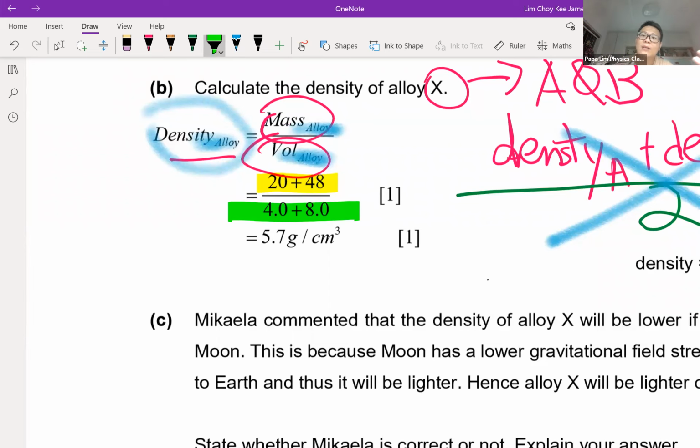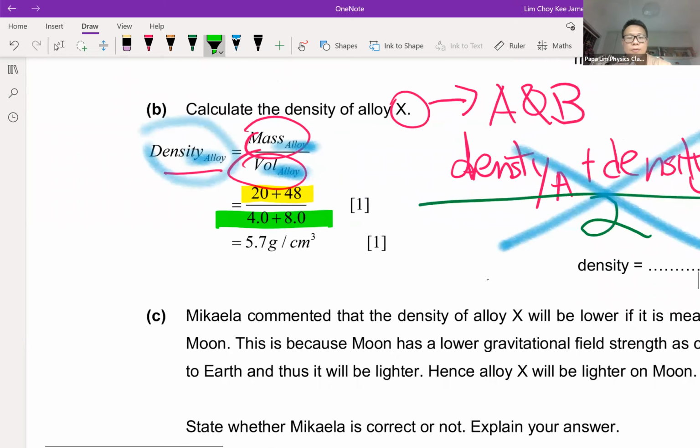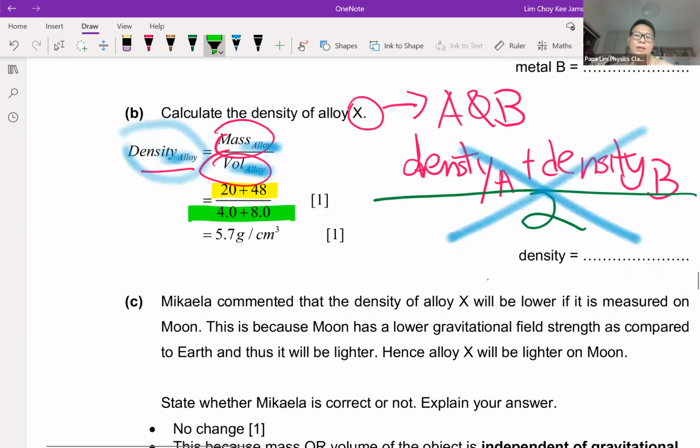So if the alloy consists of 3 components, you literally have to add the mass of A, mass of B, mass of C together. Then you have to find the volume of A, volume of B, volume of C, and add them together. Then you take the ratio between the two: the total mass divided by the total volume. So there is no shortcut to it.